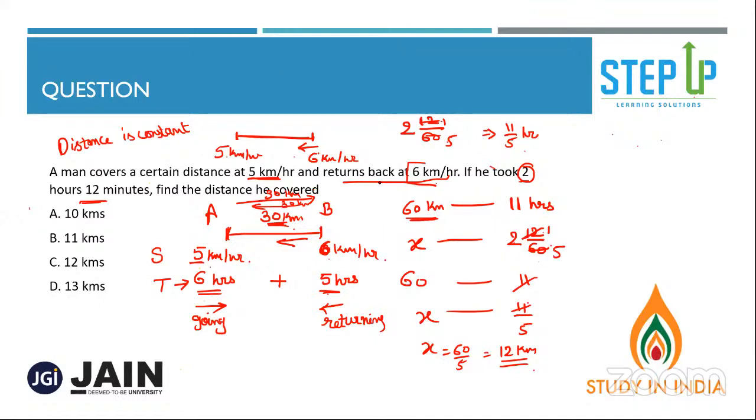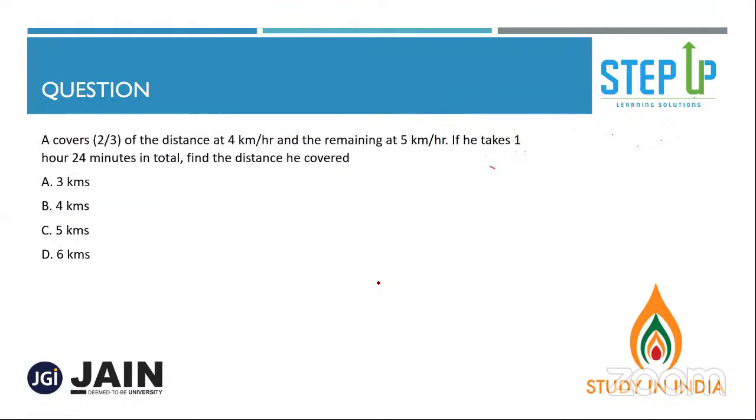Find the distance he covered. So total distance covered is like going and returning. Total distance he covered is 12 kilometers. So one side distance is what? 6 kilometer. Okay, I hope that's clear. Fine. This is a similar one, but let's solve. Okay, let's solve this one.